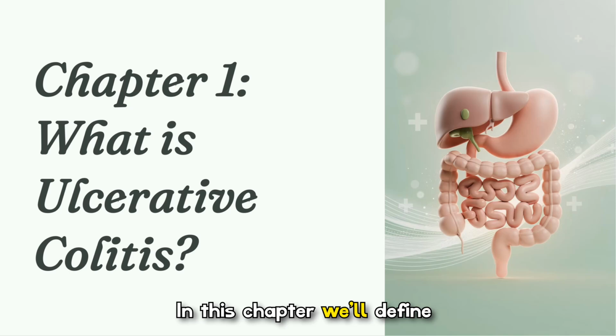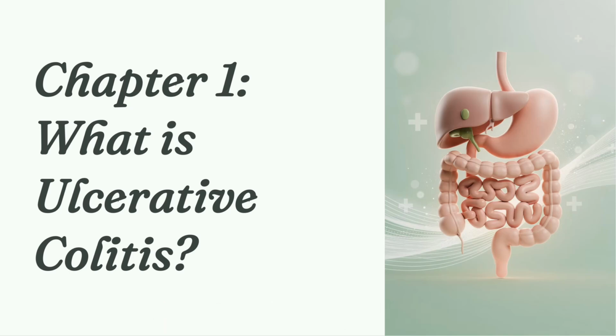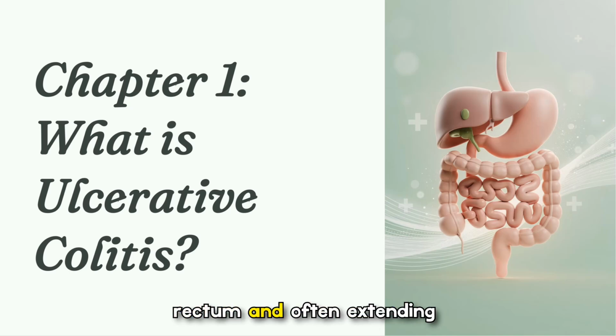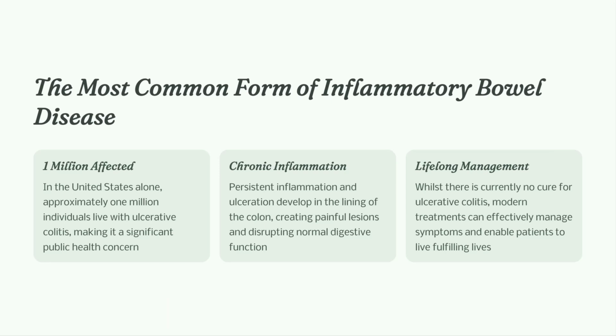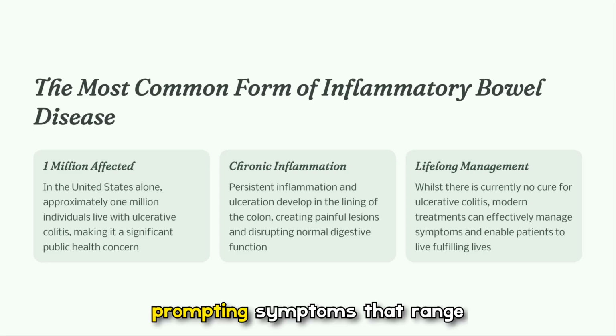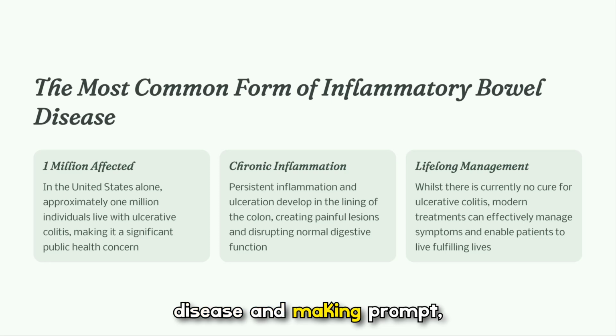In this chapter, we'll define ulcerative colitis in plain terms, a chronic inflammatory condition of the colon that causes continuous mucosal inflammation starting in the rectum and often extending upward, and we'll explain why understanding its pattern matters for treatment decisions. Ulcerative colitis is the most common form of inflammatory bowel disease, affecting large numbers of people and requiring lifelong management. Persistent inflammation damages the colon lining, prompting symptoms that range from mild discomfort to severe disease, and making prompt, effective therapy essential.